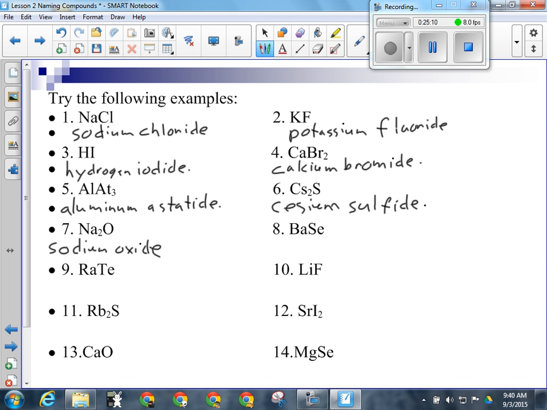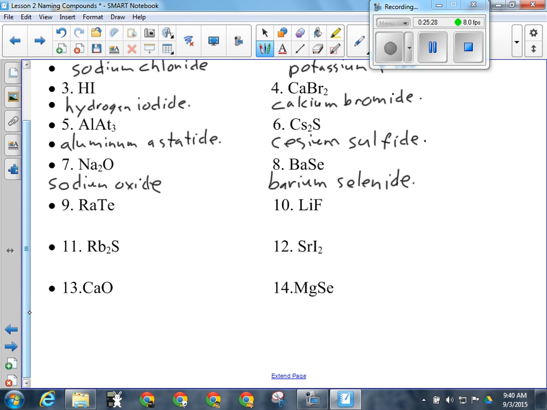Okay, for number 8, I've got barium and selenium. Now, selenium, you can write the name a couple of different ways. You can say it's selenide or selenamide. It doesn't really matter. Either one would be right. Okay. For number 9, we've got radium and tellurium, so that'll be radium telluride. Okay, number 10, I've got lithium and fluorine, so it's going to be lithium fluoride. All right, for number 11, we've got rubidium and sulfur, so that's going to be rubidium sulfide.